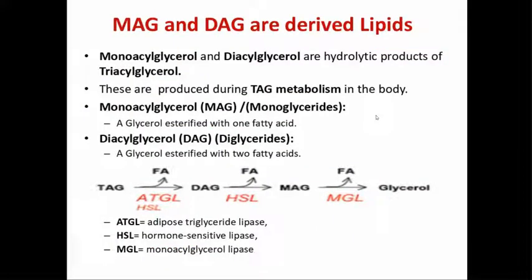How will we get monoacylglycerol and diacylglycerol? All of them are derived lipids. When triacylglycerol is hydrolyzed by an enzyme, the product may be one fatty acid and diacylglycerol. If triacylglycerol is hydrolyzed further, it will form 2 fatty acids plus monoacylglycerol. Now, monoacylglycerol and diacylglycerol are derived lipids from hydrolysis of what? Simple lipids. The simplest lipid here is triacylglycerol.